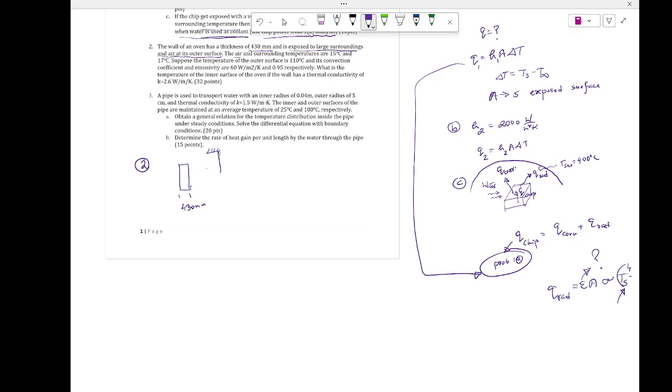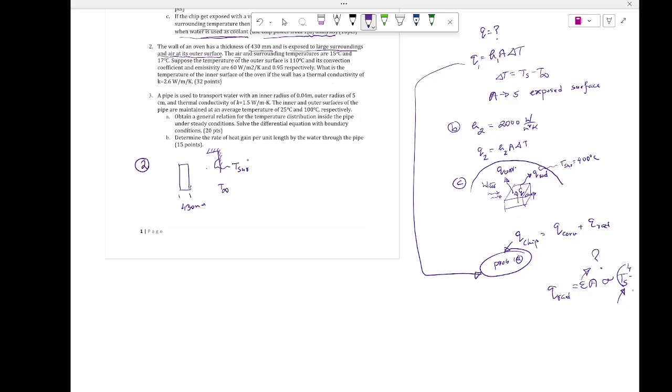Do you guys know how to draw a surrounding? The thing that I just drew is the surrounding, like this L-shaped thing with a hatched line. That's what people use for surrounding. So that's T surrounding and this is T infinity, right? Those two temperatures are known as well.